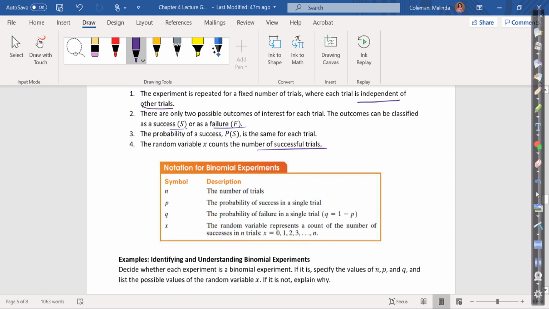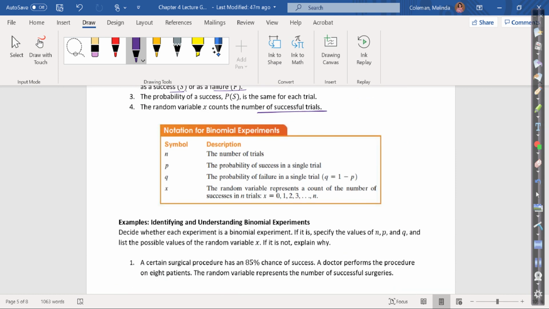So there's a lot of variables going in here. N is the number of trials, P is the success, Q is the failure, and the failure we're going to find by taking 1 minus P. So if the success is 75%, then the probability of failure is going to be 25%. Then your random variable X is going to depend upon the number of successful trials.